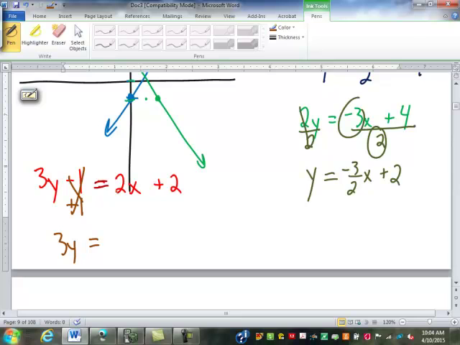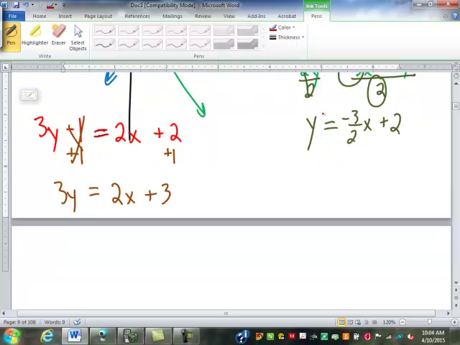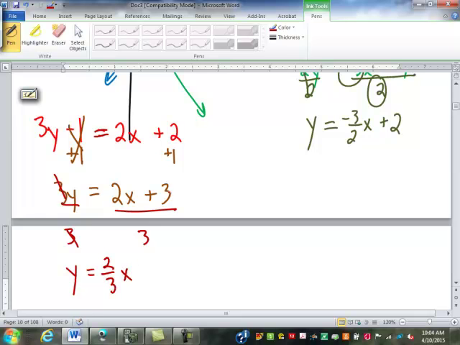So over here, where do I add the 1? To the 2. So this stays 2x. 2 plus 1 is going to be a positive 3. Now what do I do? Divide by 3. Leaves me with y here. But again, if I divide or multiply a side, I have to multiply or divide every piece. 2x divided by 3 is going to become 2 over 3x. 3 divided by 3 is 1.